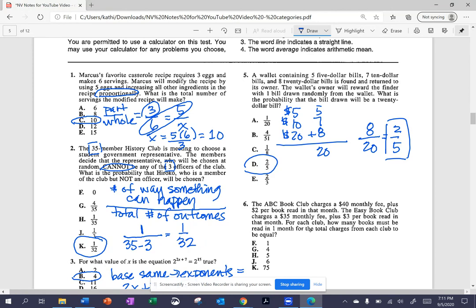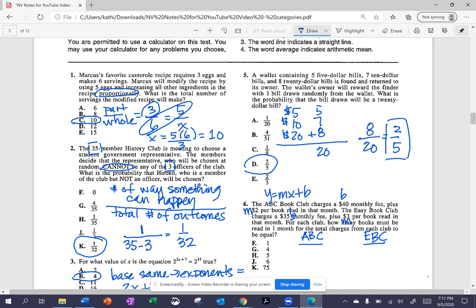So I'm setting these up as ABC Club and EBC Club. Okay, so the $40 monthly fee, this is B. $2, this is M, my slope. 35 is B for the EBC Club, and $3 is my slope. So I'm using the linear equation y equals mx plus b.